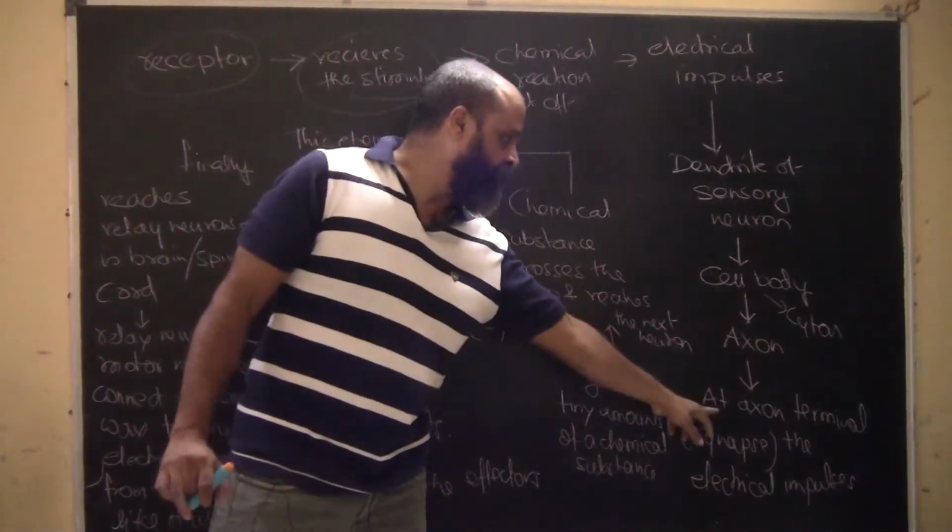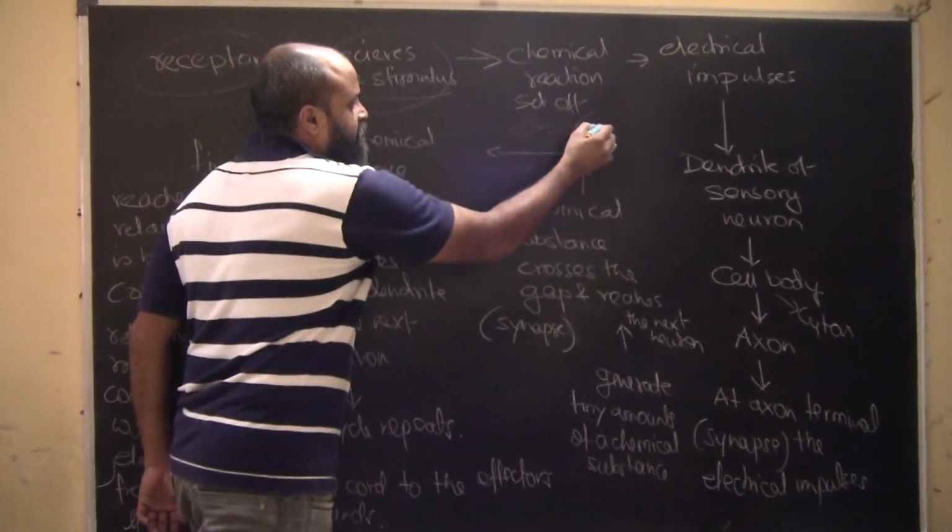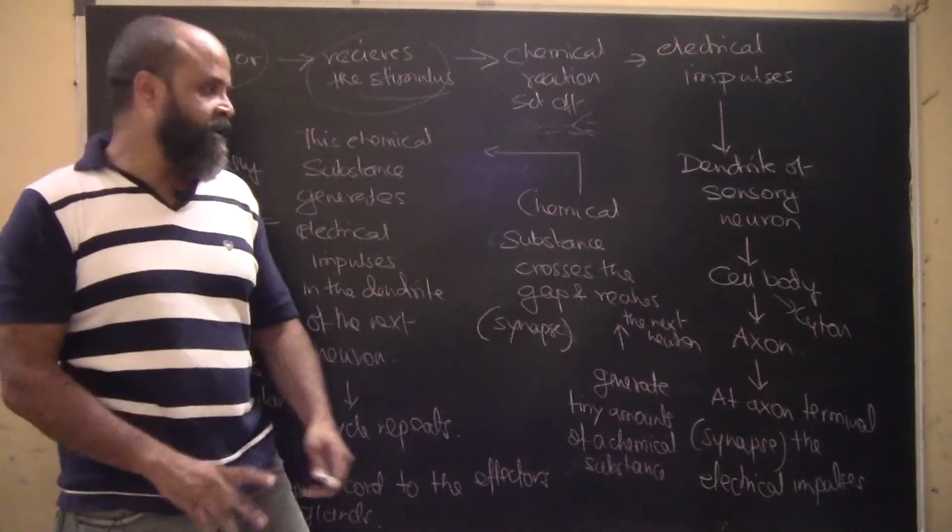So from the axon, as we have seen already, it ends in a terminal. So there is an axon terminal. At the terminal, what happens?